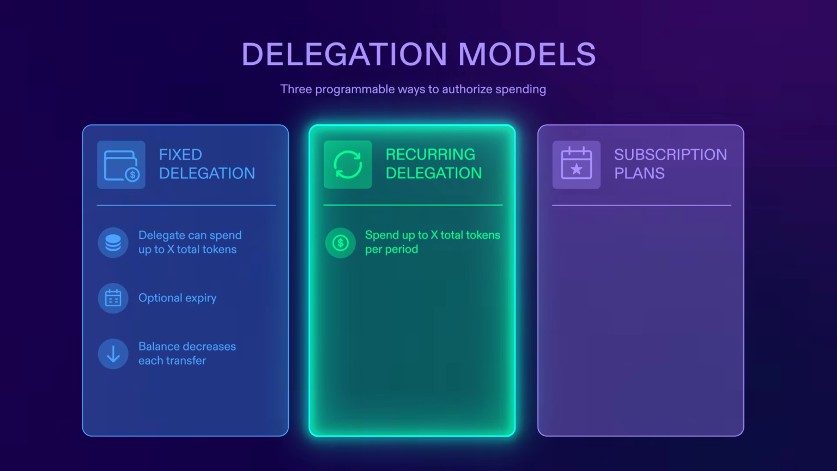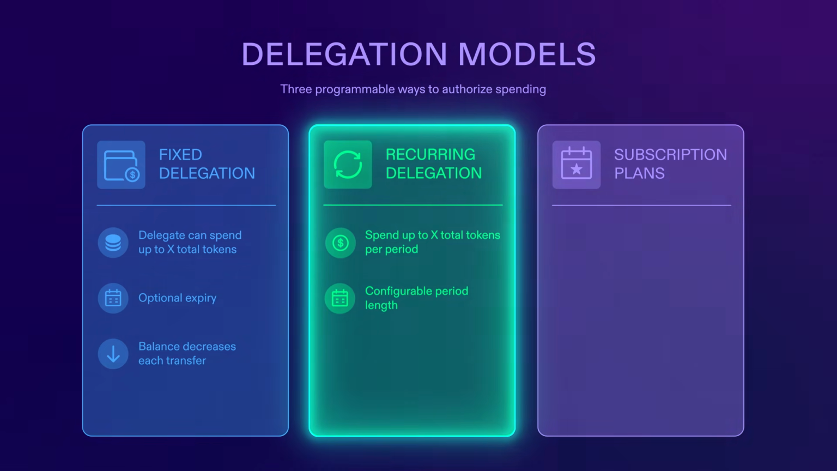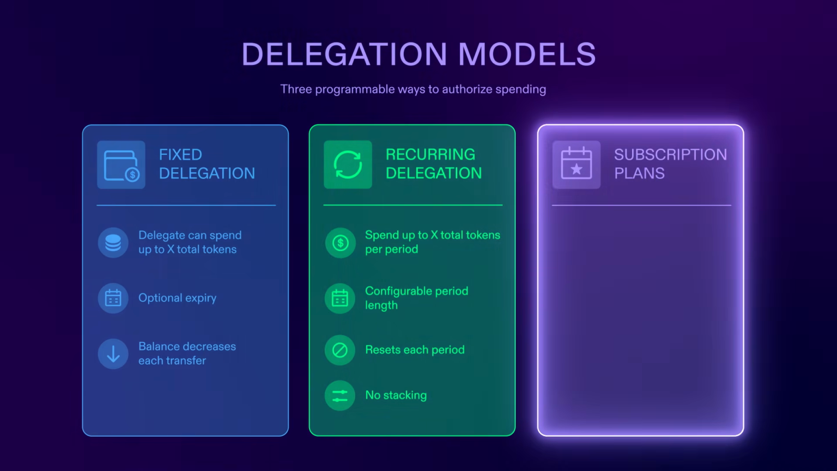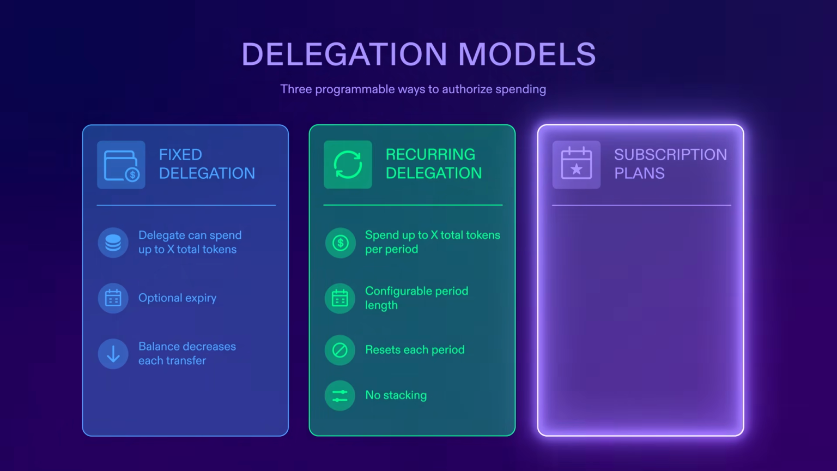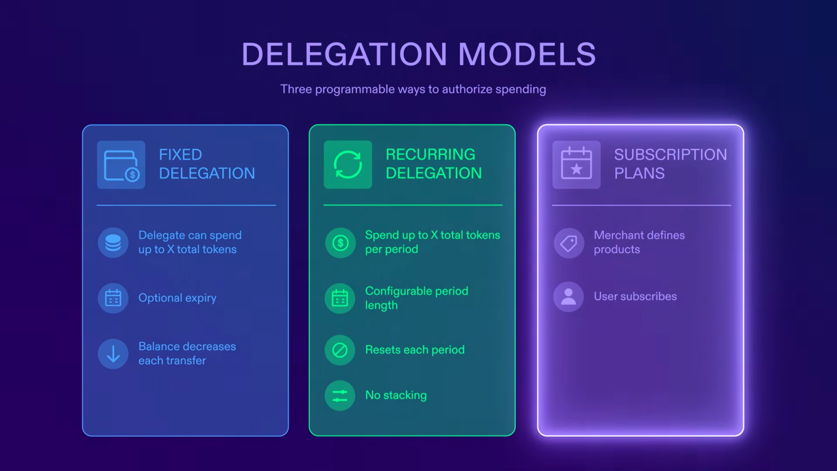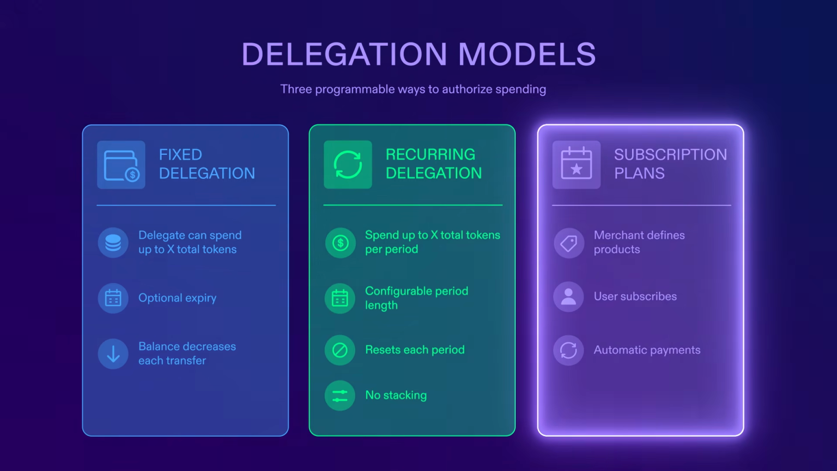Then the second one is recurring delegations. Like a monthly spend limit, you authorize someone to spend up to X amount of tokens, where the period length is configurable. The allowance resets each period, and importantly, skipped periods do not stack, so you can't save up your unused allowance. And the third one, which is of course the most interesting one, is the subscription plans. A merchant publishes a plan with pricing terms, amount, billing period, and destination, and the users subscribe by accepting those terms. Then the merchant can pull the payments every cycle.